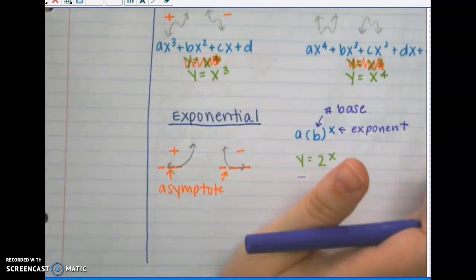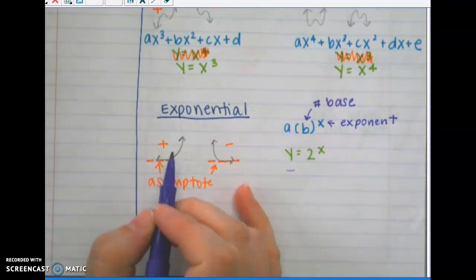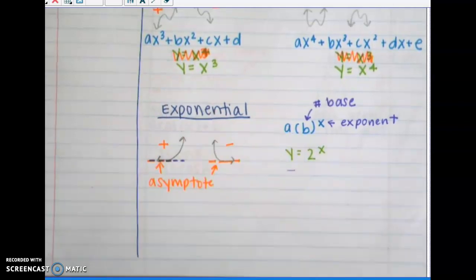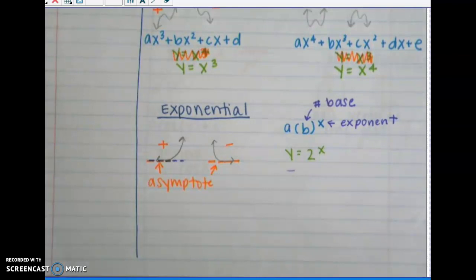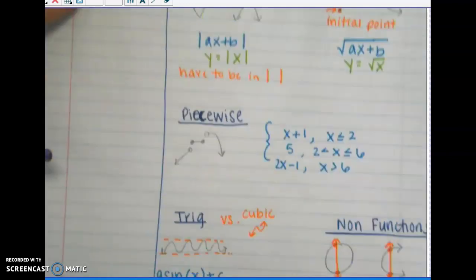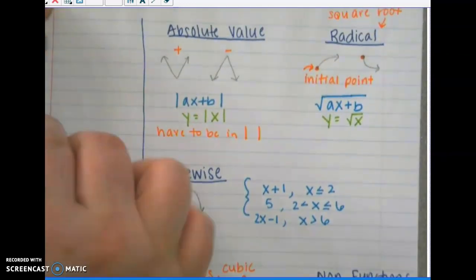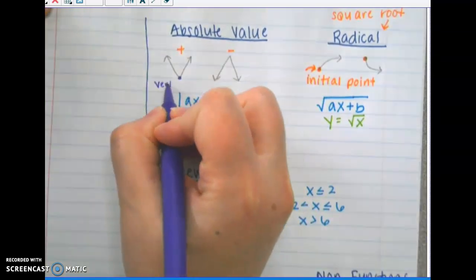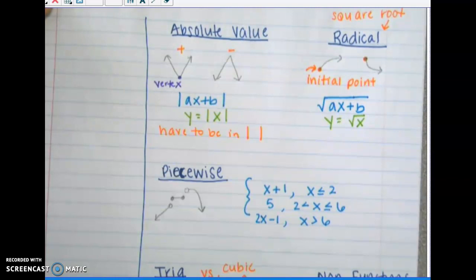Exponential, it will also be hard to tell from the graph. But you can find the horizontal asymptote, and the horizontal asymptote will at least tell you if it's been shifted up or down. You'll be able to see that it's in a different location. Absolute value, same as quadratic. You will use the vertex to figure out if it has been shifted up, down, left, or right.